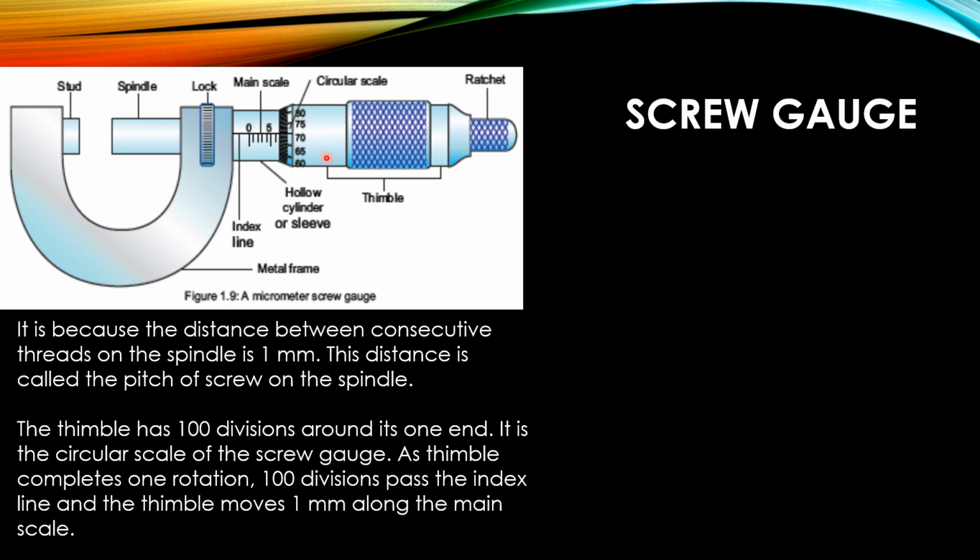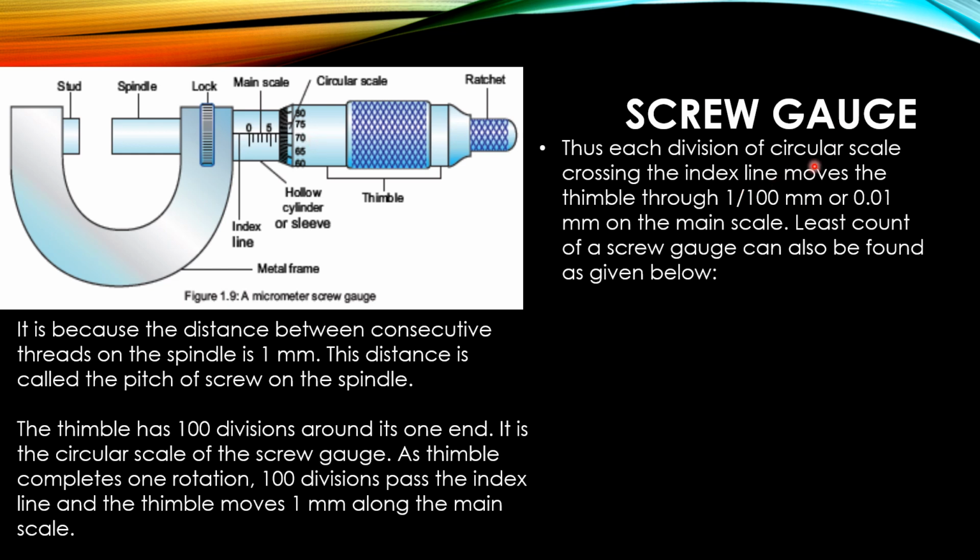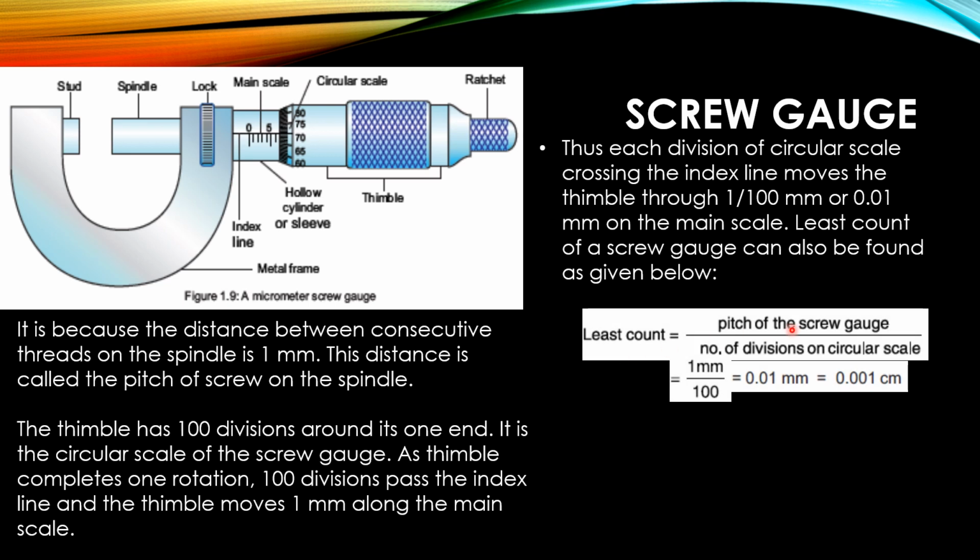As the thimble or the circular scale completes one rotation on the main scale along the index line, it covers the distance of 1 millimeter along the main scale. Thus, each division on the circular scale crossing the index line moves the thimble through 1 by 100 millimeter or 0.01 millimeter on the main scale. So the least count of the screw gauge can be found out by the formula: pitch of the screw gauge divided by the total number of divisions on the circular scale, which is 1 millimeter divided by 100, giving 0.01 millimeters or 0.001 centimeter.